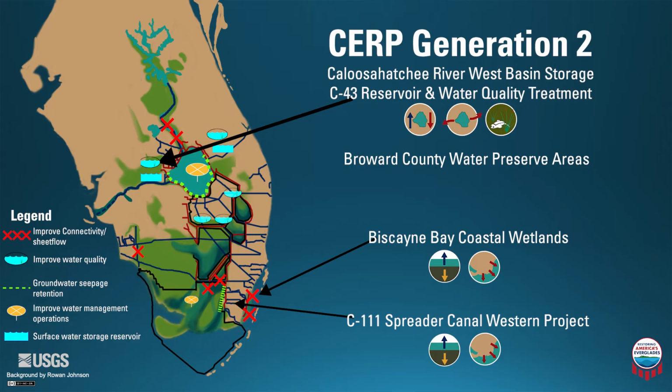Broward County Water Preserve Areas. This project will restore transitional wetlands between the Everglades and western Broward County developed areas and reduce groundwater seepage from the Everglades. These actions will improve water depths and flooding durations in Everglades freshwater habitats.